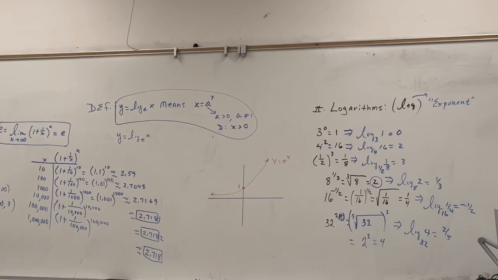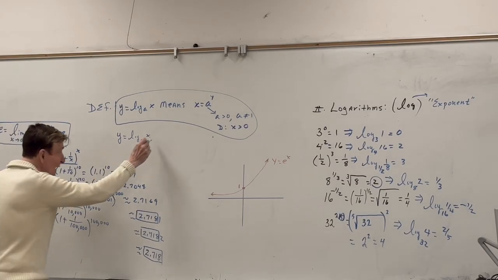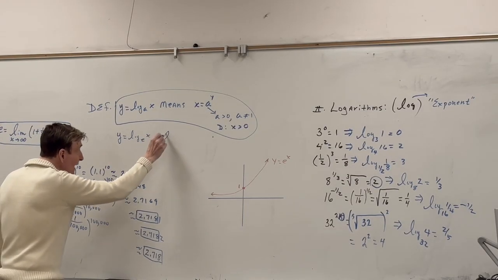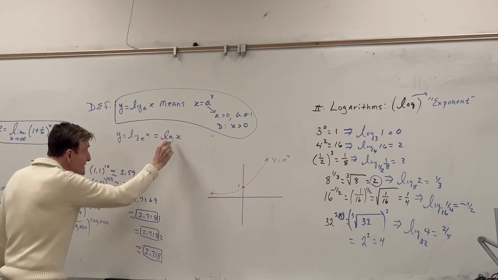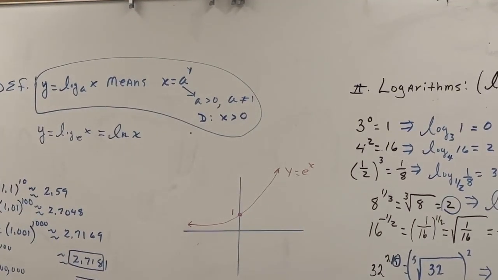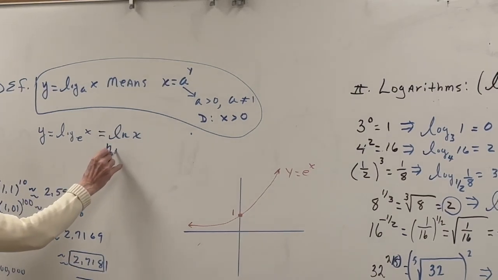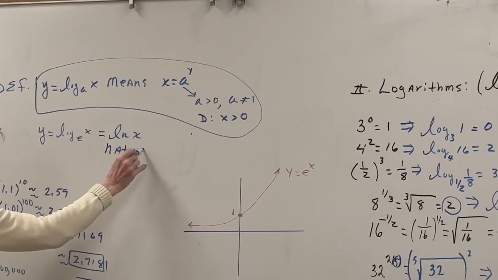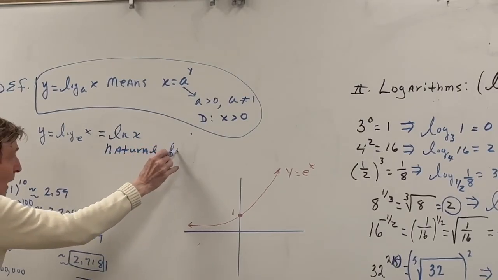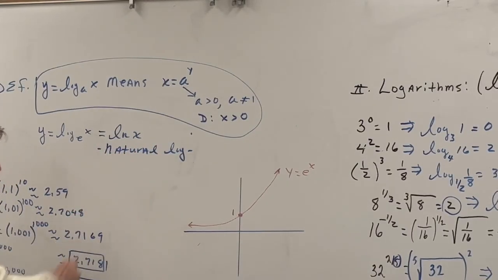And when I do, it comes up so much in mathematics that they abbreviate this a little differently. If I use the base e, they abbreviate this as not log, but ln of x. Not log, they change it to ln. Only if the base is e. That special number we looked at, 2.718. They call this a natural log in mathematics. ln of x.